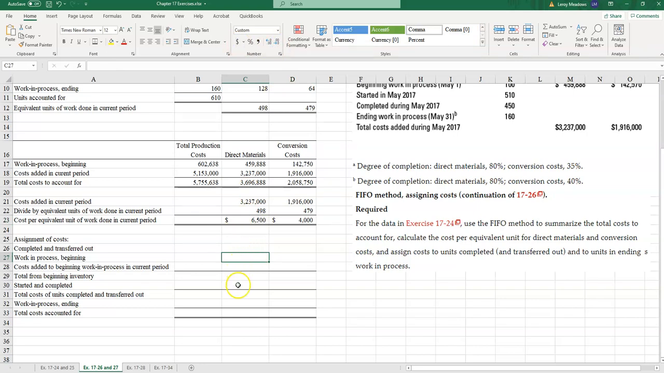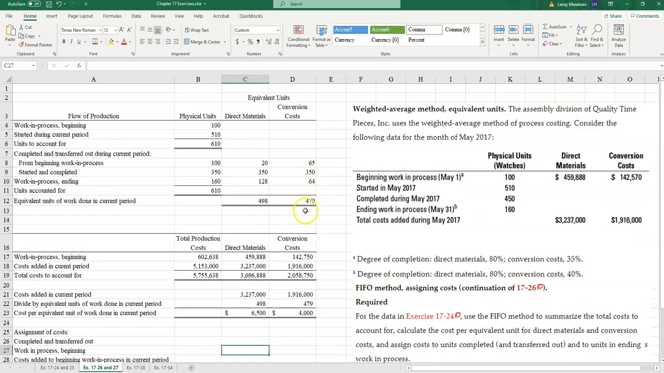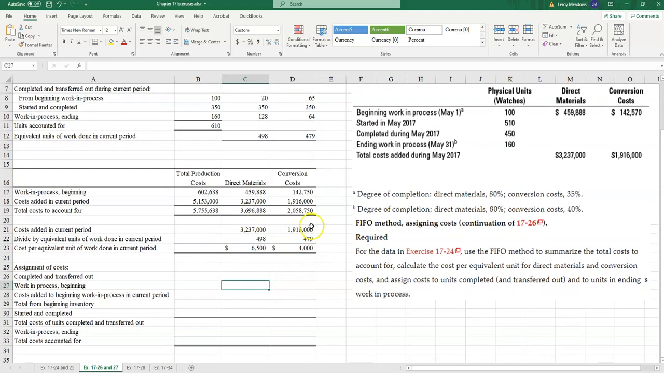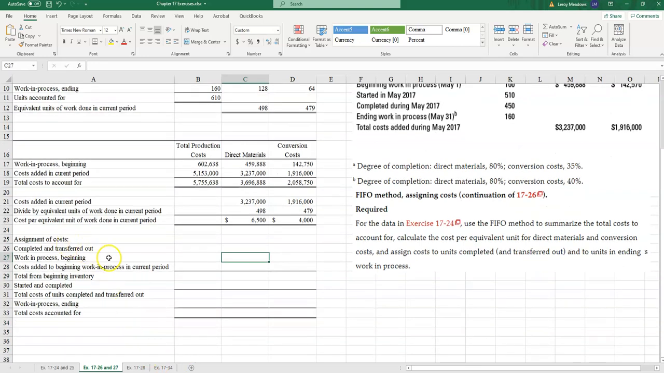Now, here's where we really have to pay attention. I've got my cost per equivalent unit, and we've got to pay attention up here too, because if we miss this up here, everything else is going to be moot when it comes to cost per equivalent unit and then assignment of costs. Now, when we're assigning costs, if we're transferring out the beginning inventory first, then it makes sense we've got to transfer those costs out as well.